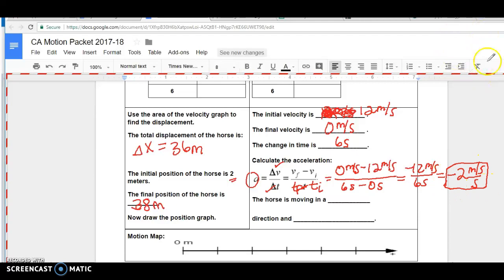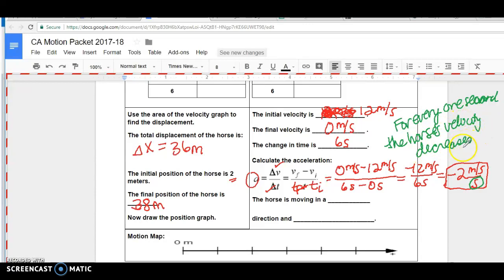What does this tell me? For every 1 second, the horse's velocity decreases, because it's negative here, decreases by 2 meters per second. That's why the velocity table went 12, 10, 8, 6, 4, 2, 0, because it's decreasing by 2 every time. This guy is slowing down.